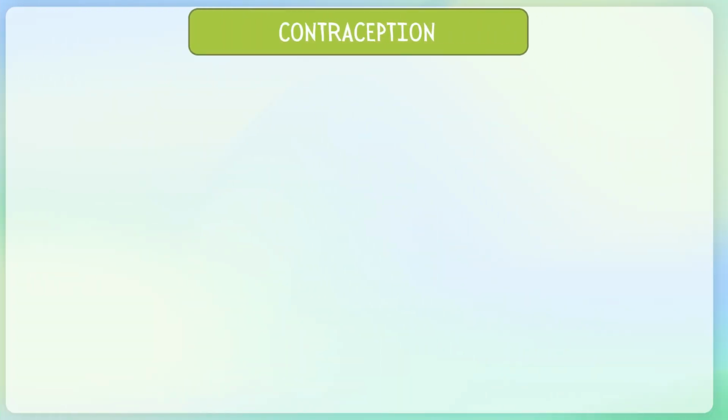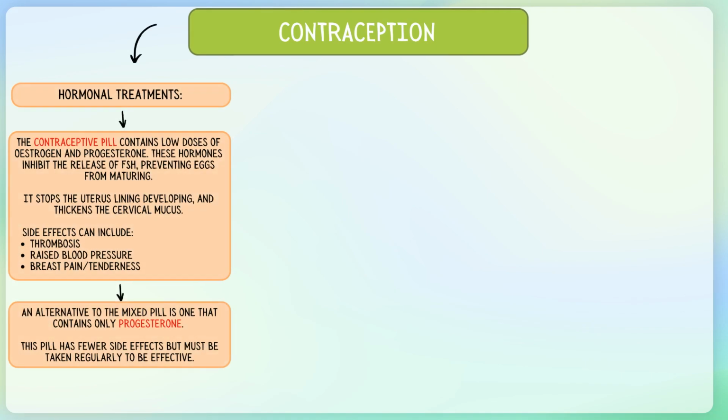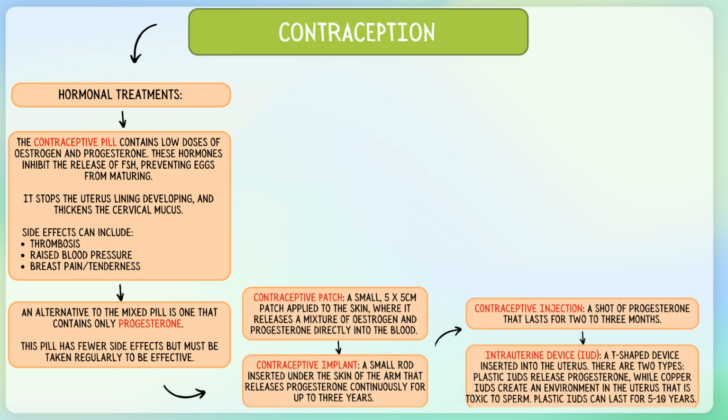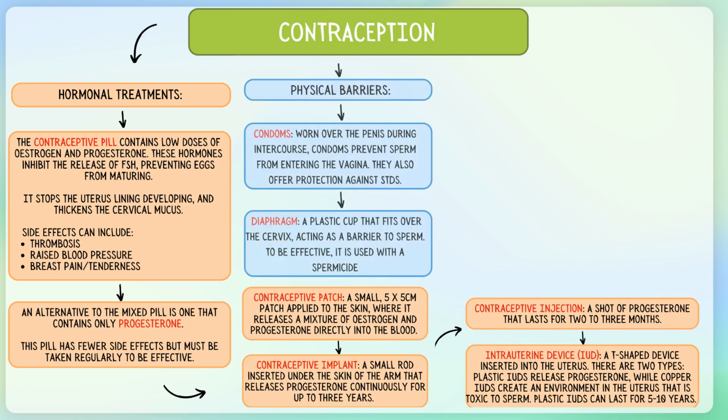Today's lesson covered various pregnancy prevention methods. We discussed hormonal treatments like the contraceptive pill, patches, injections, implants, and IUDs, which prevent ovulation by regulating hormones. We also explored physical barriers such as condoms, diaphragms, and cervical caps, which block sperm from reaching the egg. Condoms additionally protect against STIs.